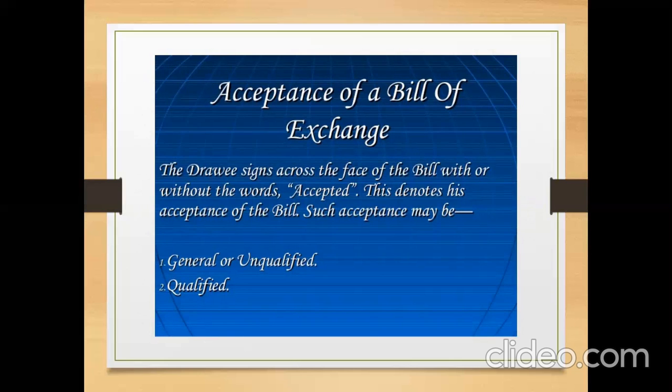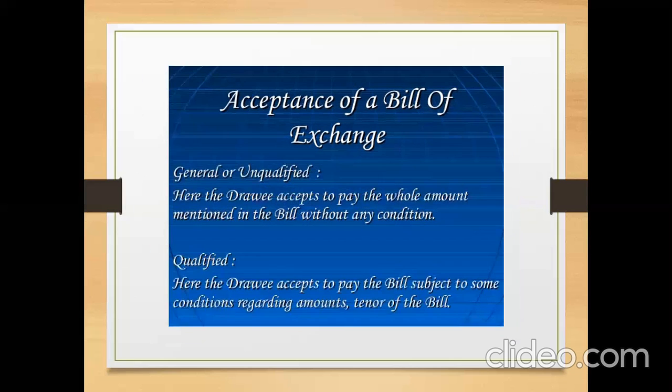Such acceptance may be general or unqualified, and qualified. Qualified means on what date, what time, and by whom the payment is made. This will be seen in the next slide. Acceptance is always made by a drawee. That means he has accepted the bill and he will meet the amount at a stipulated period of time.